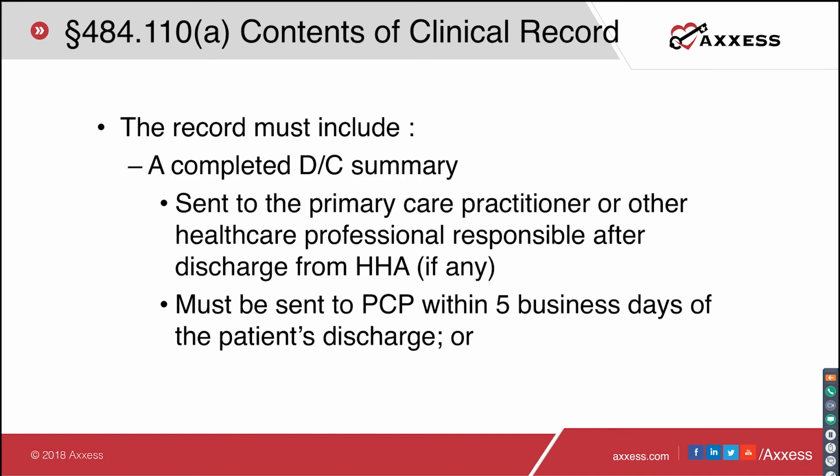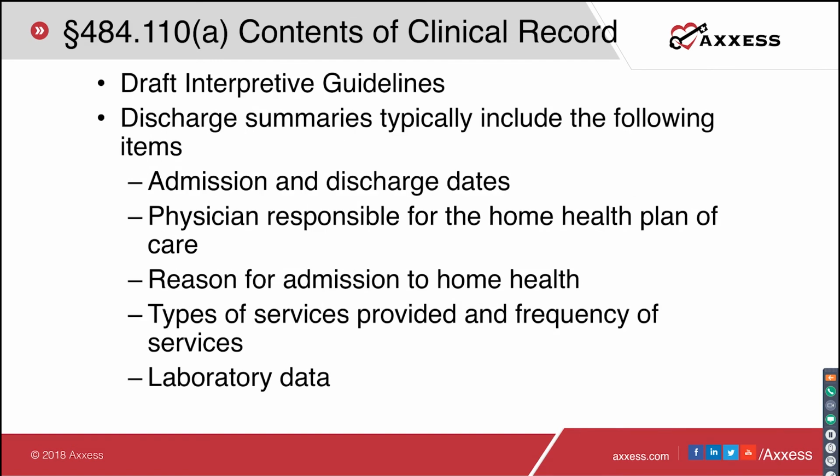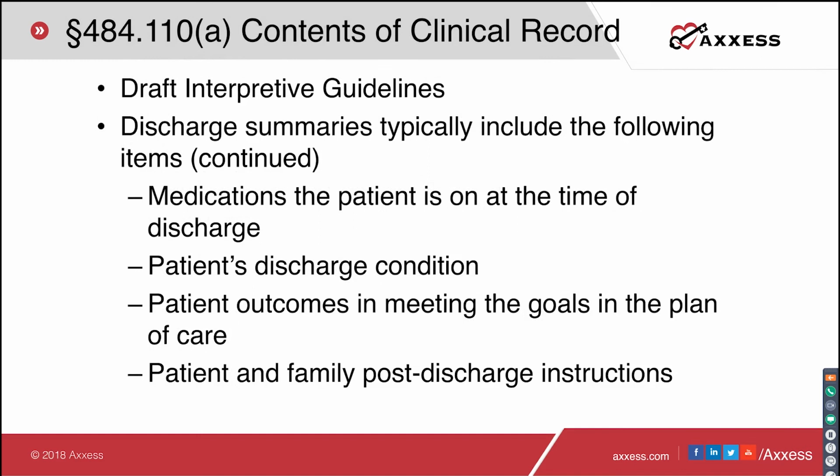Interpretive guidance lets us know that that date for the discharge summary, when it has to be sent, has to be done within 5 days, and the day that the order is taken to discharge is when that 5-day period counts. Your discharge summary typically includes admission and discharge dates, physician responsible for the home health plan of care, the reason for admission to home health, the types of services provided and the frequency of those services, and then lab data, medications that the patient is on at the time of discharge, the patient's discharge condition, the patient outcomes in meeting the goals in the plan of care, and then any patient and family post-discharge instructions.